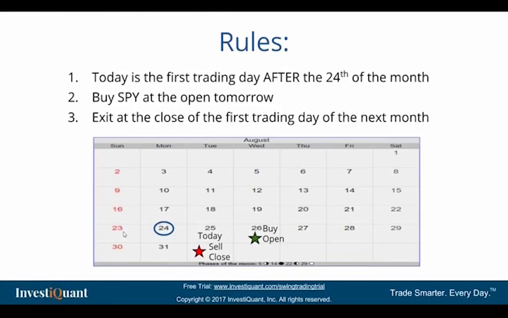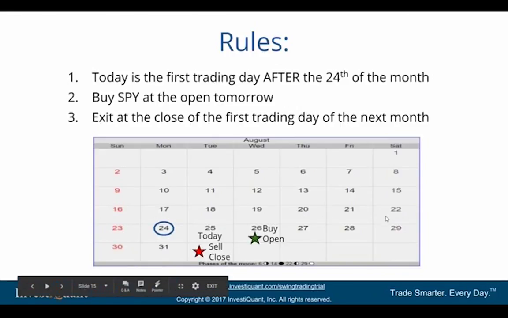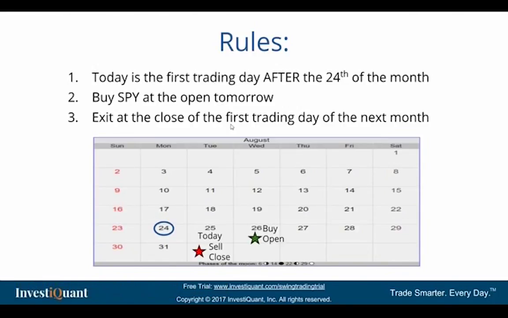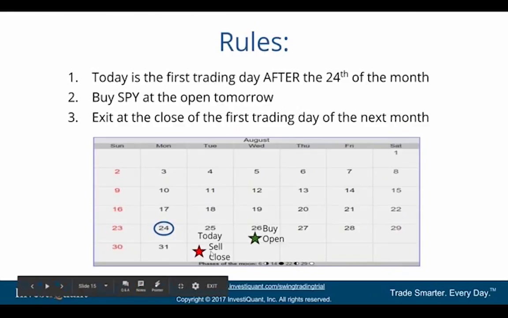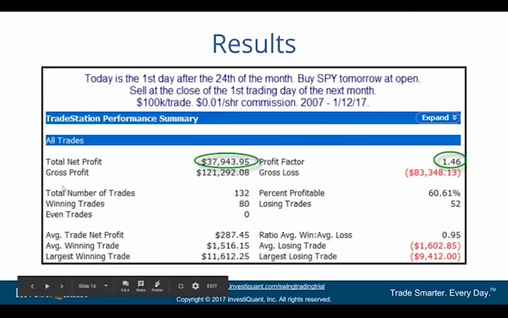So the 24th was here. I'm sorry, if the 24th was Saturday, 25th would be Sunday, 26th would be Monday, you'd be looking to buy on the 27th. All right, the exit's even easier. You exit at the close of the first trading day of the next month. So we're selling the close on the 1st, or whatever the first trading day was, right? If the 1st was on a weekend, then it would be the 2nd or the 3rd. That's all the system's doing.